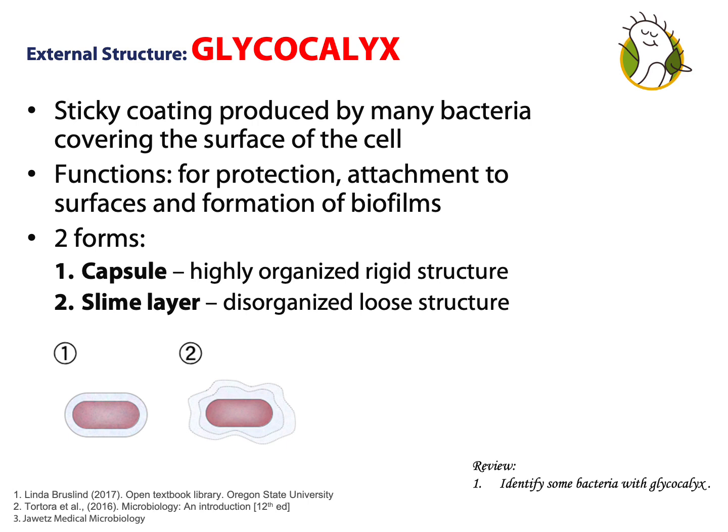Lastly, you have your glycocalyx as an external structure. Your glycocalyx is a sticky coating produced by many bacteria covering the surface of the cell. Its functions are protection, attachment to surfaces, and formation of biofilms. You have two forms of glycocalyx. You have your capsule, which is a polysaccharide layer that completely envelopes the cell.